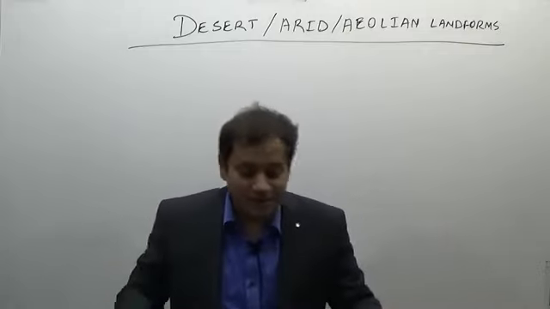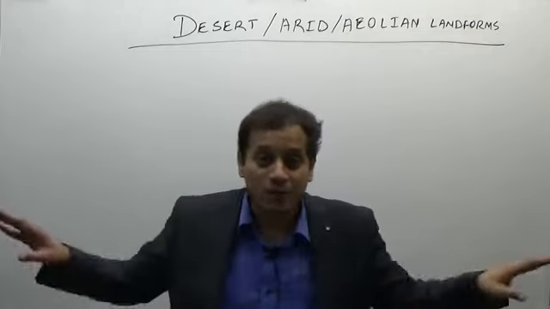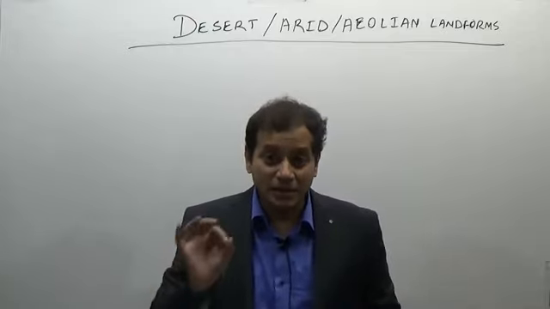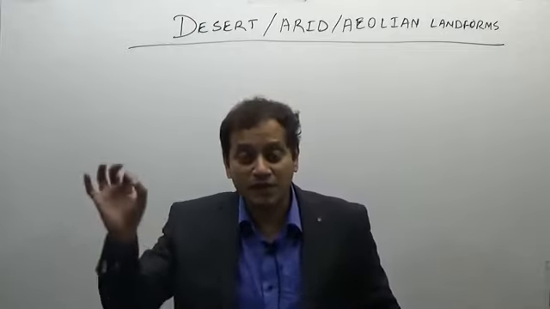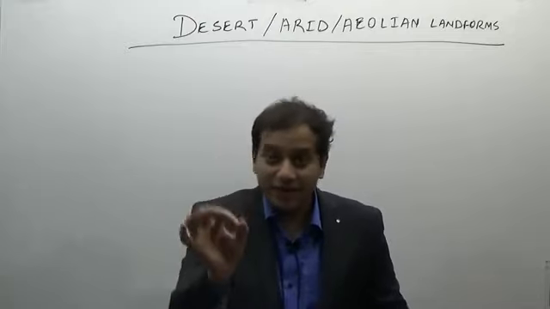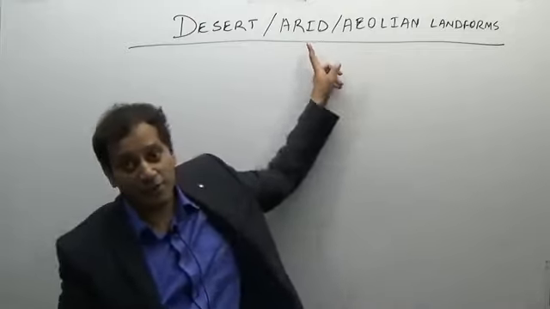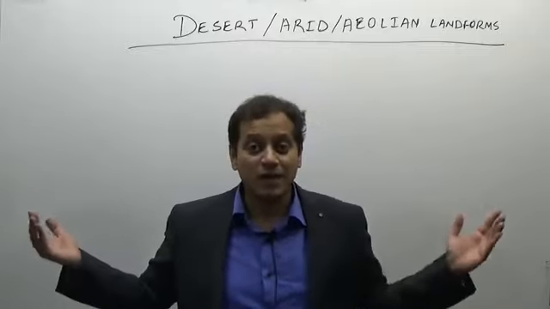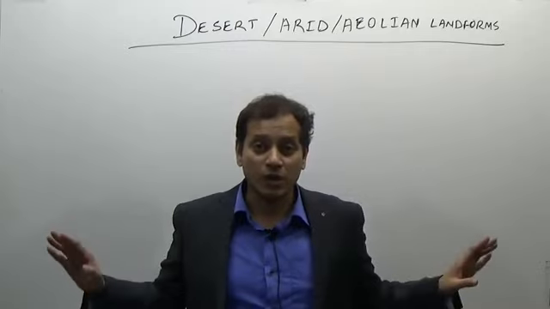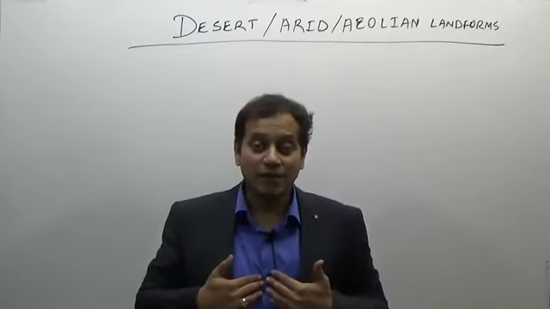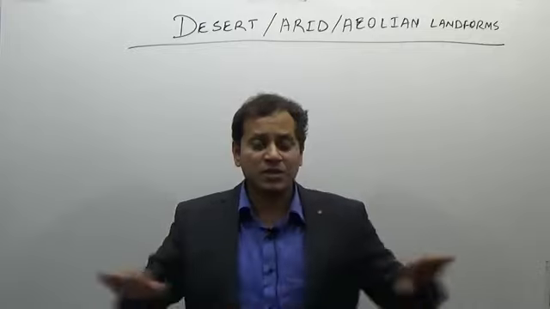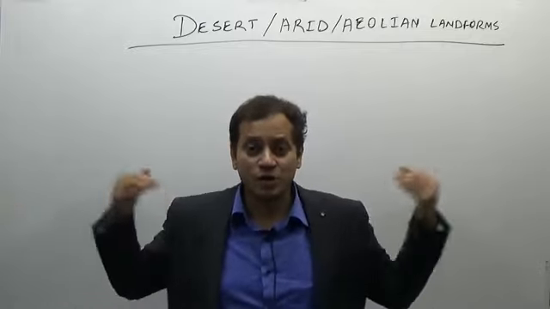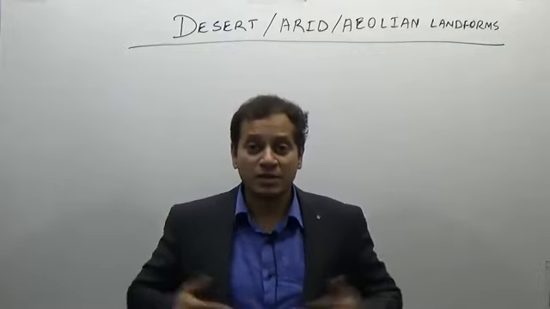Why? Because the deserts are the areas where nothing grows, which is a barren region where nothing grows, and aridity means dryness is one of the chief characteristics of a desert, and therefore these are also known as arid landforms. So the deserts are the barren regions of the world where nothing grows. In fact, our general idea of a desert is a vast stretch of sand, instead of water, a sea of sand.